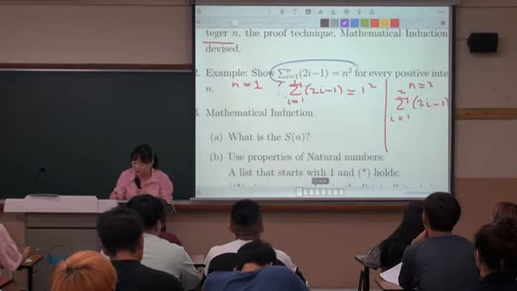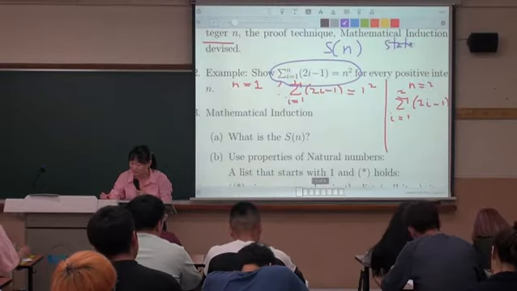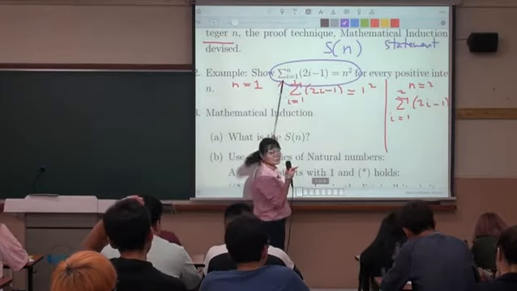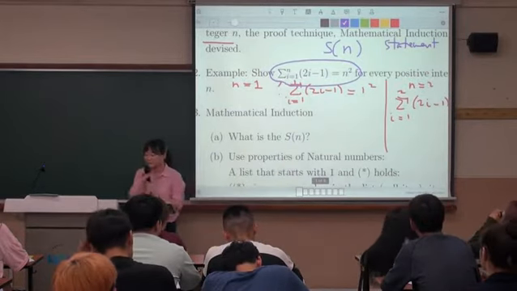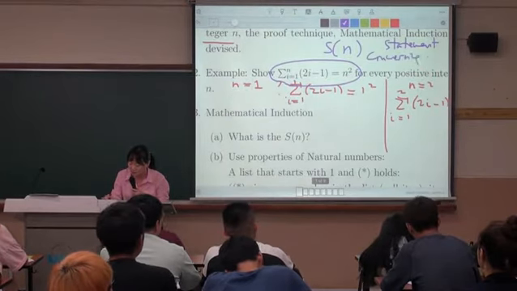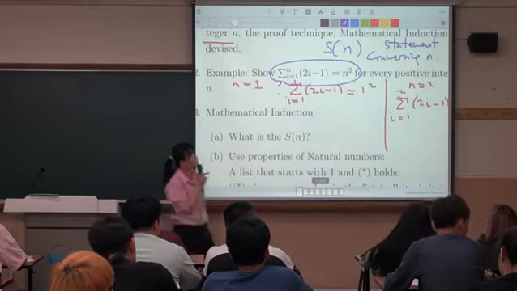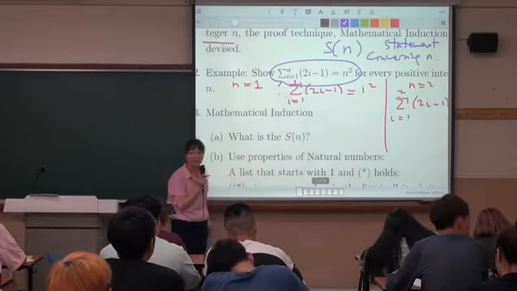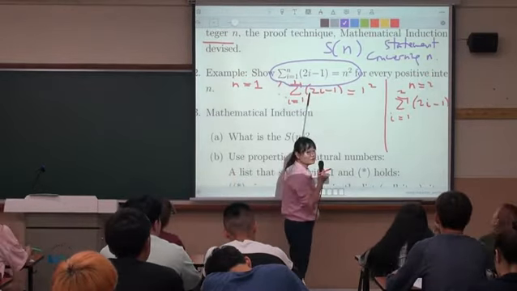So this is our statement, S of n. It's a statement. S doesn't mean summation. S is the statement. S of n is the statement concerning n. Is that okay? This is the statement concerning n.